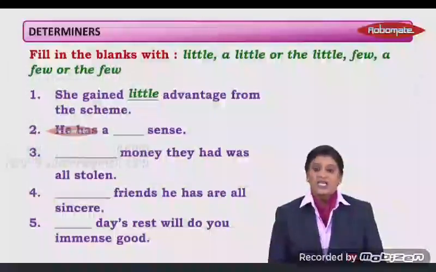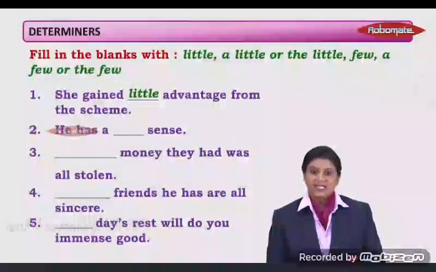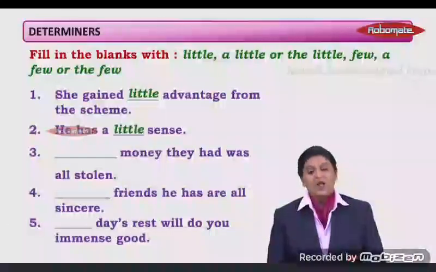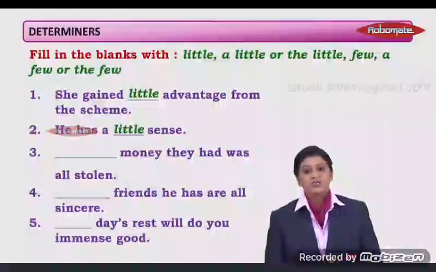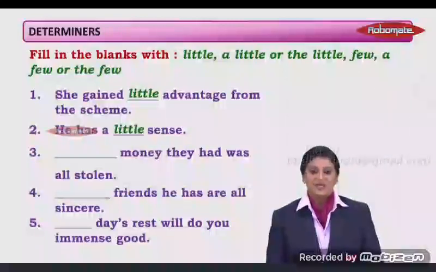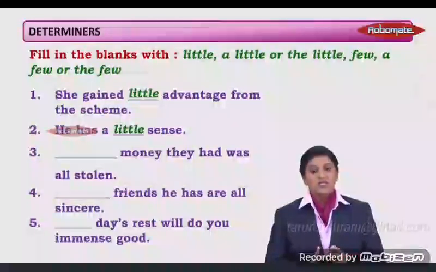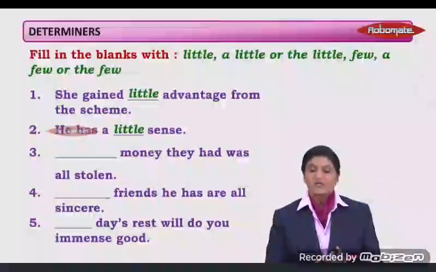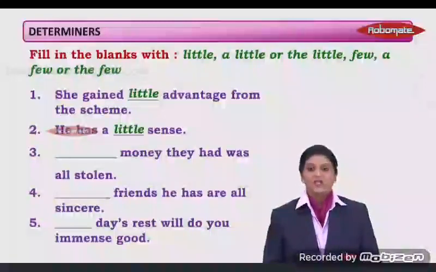Okay. He has dash sense. What will you fill in here? A little. Okay. Now why do we use a little? Basically because we are talking about some sense that he has, but it is not much.